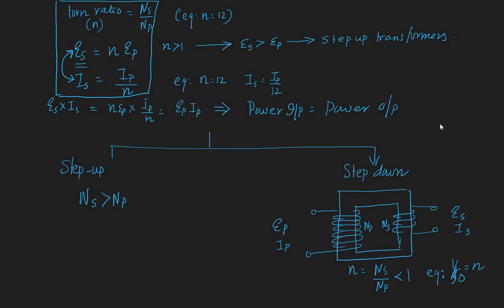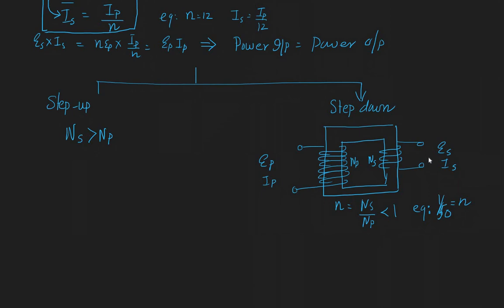Now, what impact does this have? This works the same as a step up, except that since your N is less than 1, your secondary voltage is N times EP, so your ES is less than EP. And your IS is IP divided by N, and since N is less than 1, your IS will be greater than IP. The secondary current would be greater.